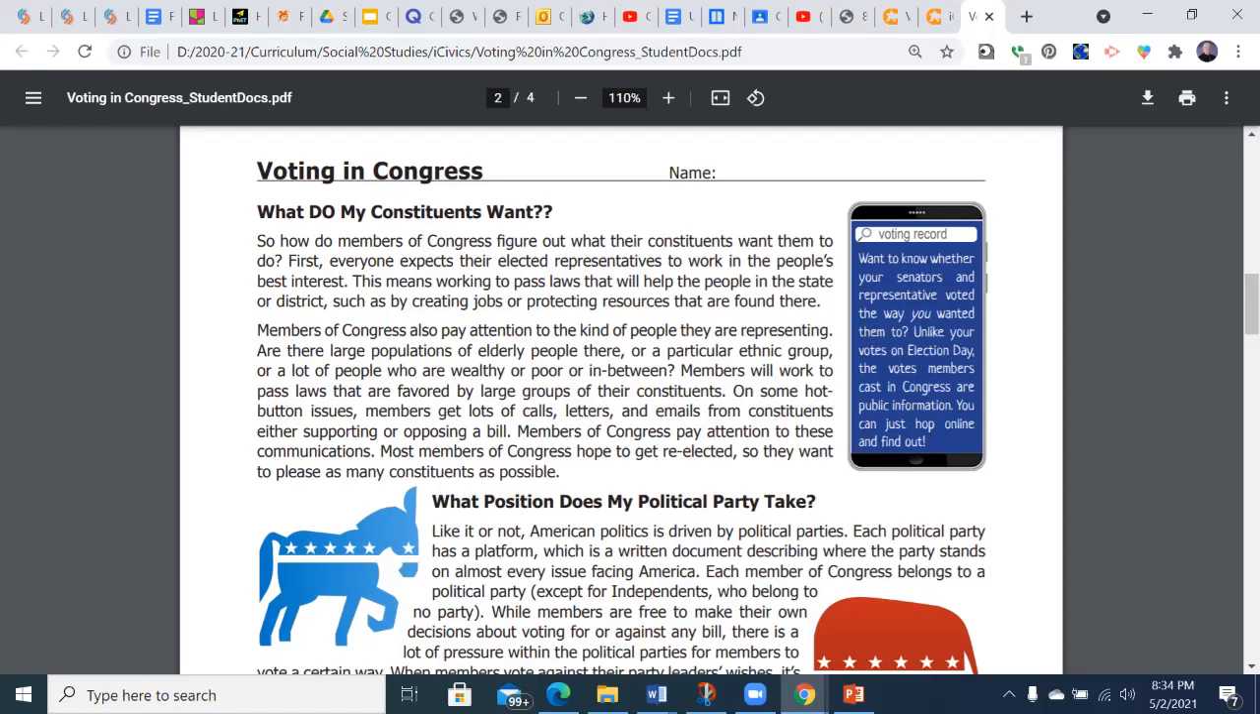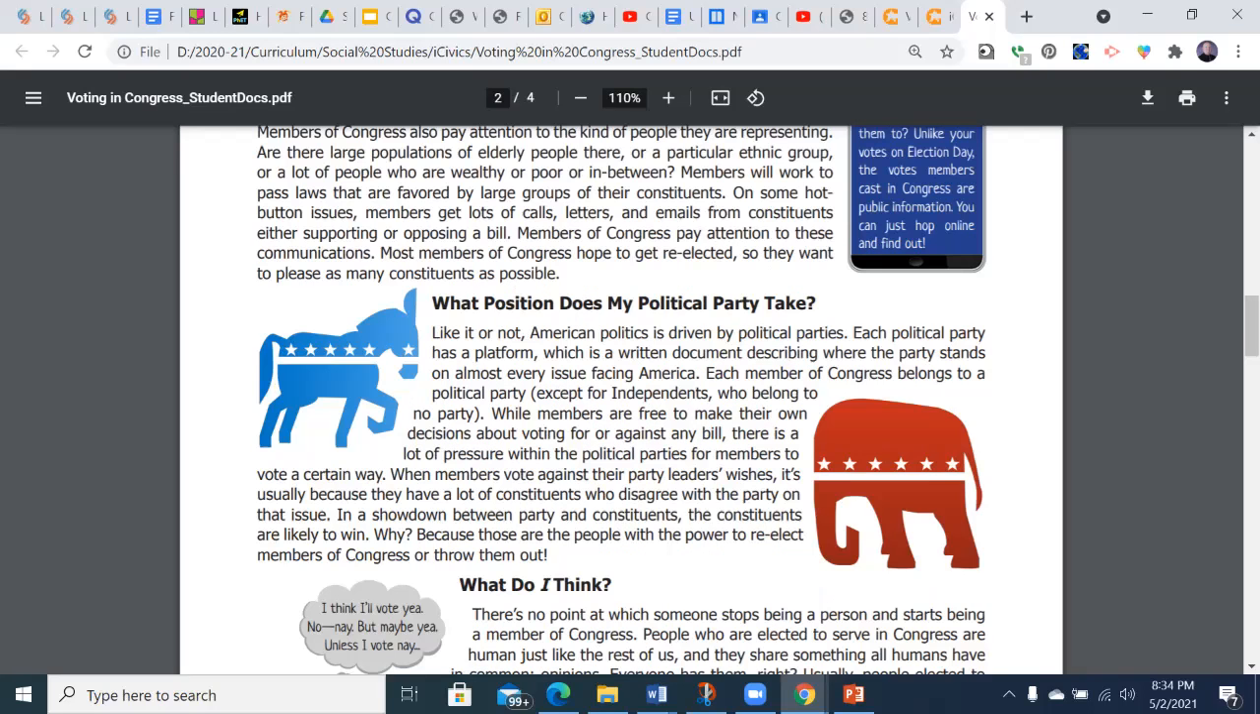On some hot button issues, members get lots of calls, letters, and emails from constituents either supporting or opposing a bill. Members of Congress pay attention to these communications. Most members of Congress hope to get reelected, so they want to please as many constituents as possible. What position does my political party take?